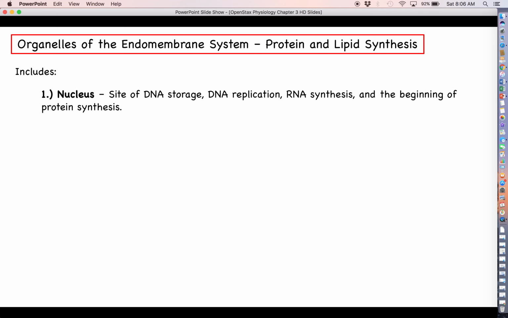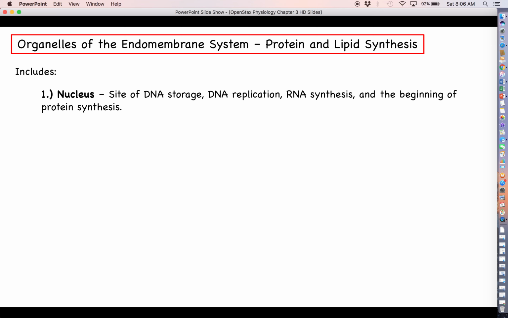We already know the nucleus is going to be the site of DNA storage. This is where all 46 of our chromosomes are stored. But not only that, it is also the site of DNA replication. When a cell needs to go through the cell cycle, we replicate the DNA. We go from 46 chromosomes to 92 chromosomes, and then we complete mitosis to create two daughter cells that each have 46 chromosomes.